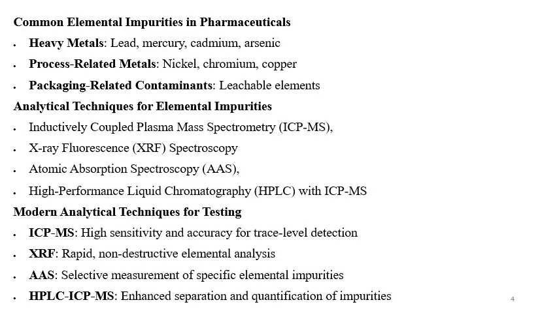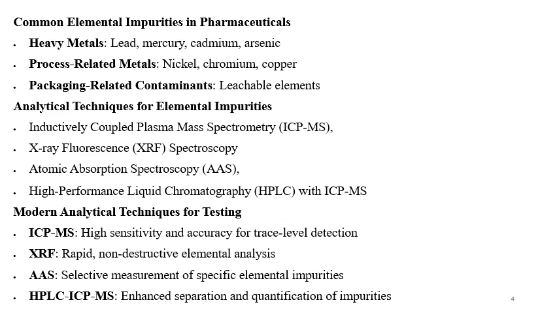The elemental impurities are toxic in nature, that's why these are required to be controlled. Common elemental impurities in the pharmaceuticals are heavy metals, which are like lead, mercury, cadmium, arsenic, many more. Process-related metals may come from the catalysts, reagents and other process-related metals, nickel, chromium and copper. Some may come from the leaching from the containers.